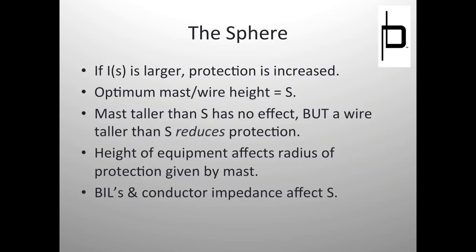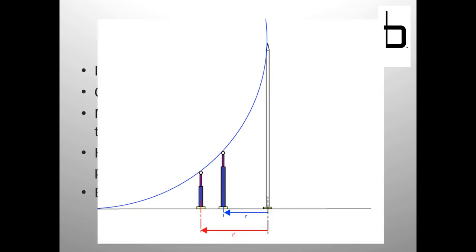All right, the height of the equipment can affect the radius of protection given by a mast. First off, what is radius of protection? If you remember, the radius of protection is the distance away from a mast or wire that I can put some equipment. If you remember the empirical curves, I believe there was a horizontal factor, X. Yes, the horizontal factor X, 65 feet. That's right. And that tells you how far away you can put your equipment. So, if this is the sphere and this is the mast, you can see that taller equipment has a reduced radius of protection versus shorter equipment.